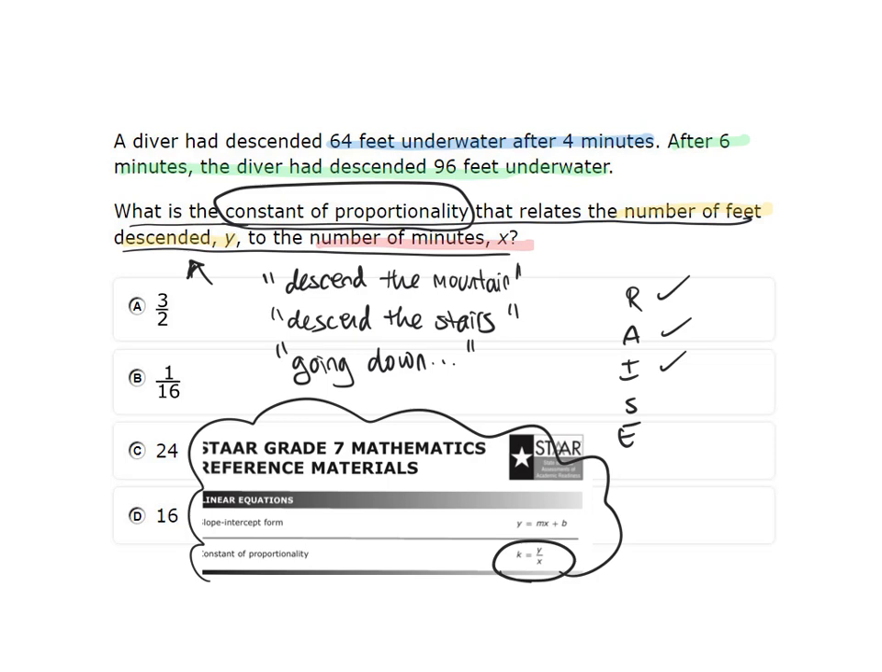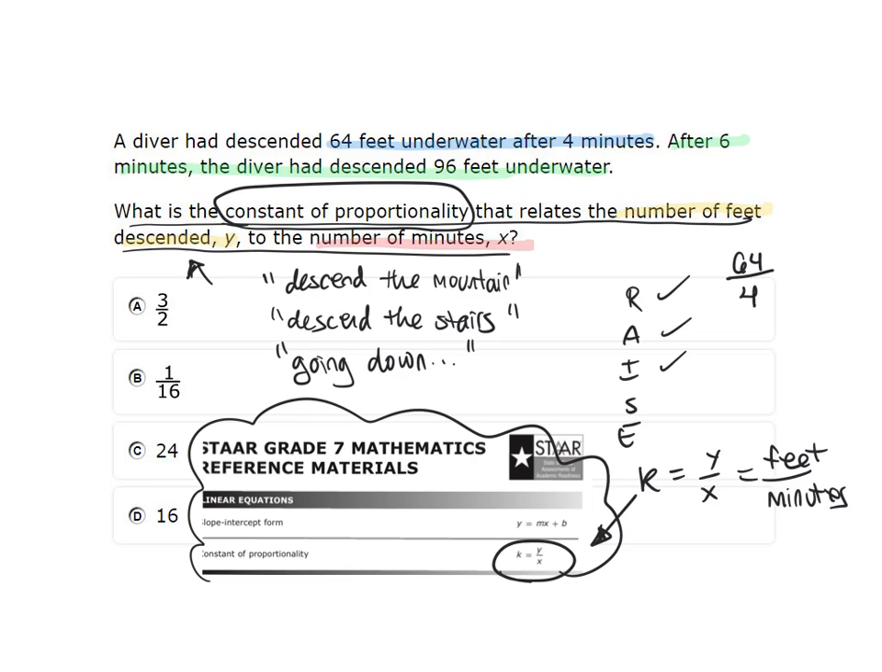So for our constant of proportionality, we need y divided by x, right? That's what this formula down here tells us. It tells us k equals y over x. So that means we're going to have k equals feet over minutes. Let's do it. We've already found the information that we need. So looking at our blue highlighted information, we have our feet, that's 64, over our minutes, which is 4.